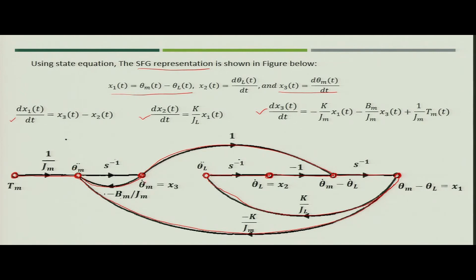Now, theta m double dot is connected to x3 with an integrator, because if you take the integral of theta m double dot, you will get theta m dot, which is nothing but x3. So, using these three equations, you have now created the signal flow graph presentation of the system.